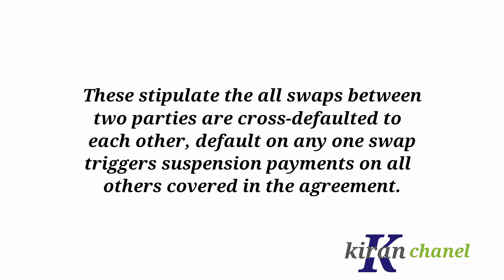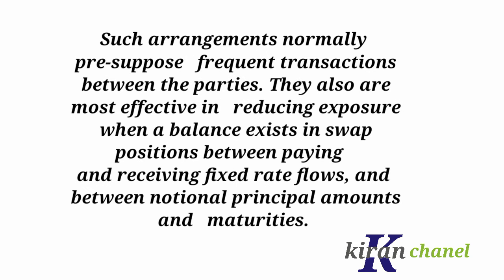Number 2, master agreements. This stipulates that all swaps between two parties are cross-default to each other. Default on any one swap triggers a suspension of payments on all others covered in the agreement. Such arrangements normally presuppose frequent transactions between the parties. They also are most effective in reducing exposure when there is a balanced exchange in swap positions between paying and receiving fixed rate flows, and between notional principal amounts and maturities.